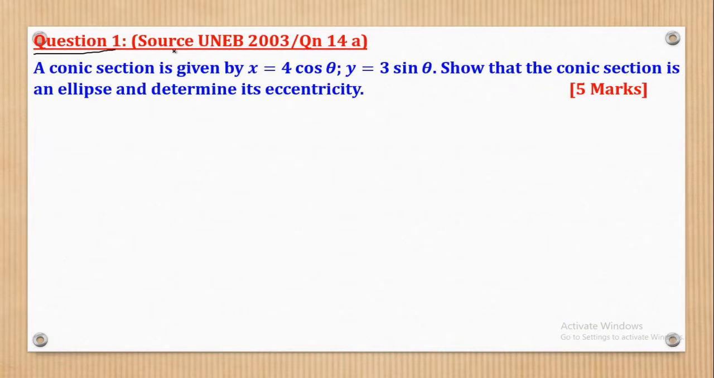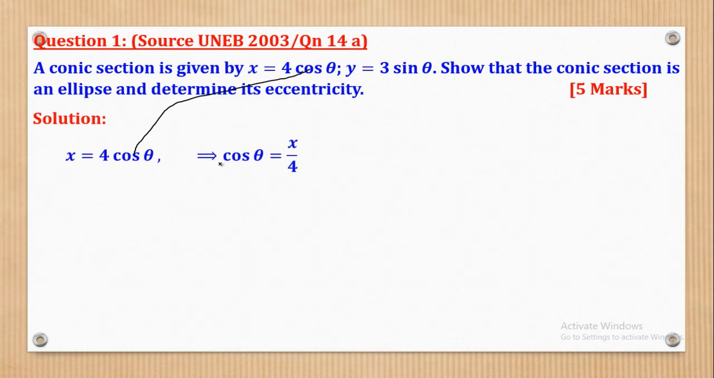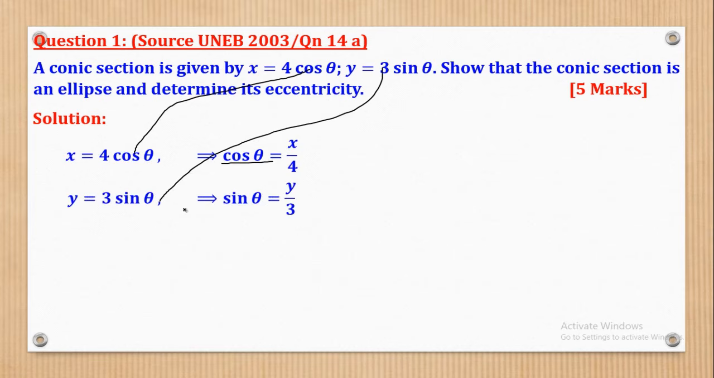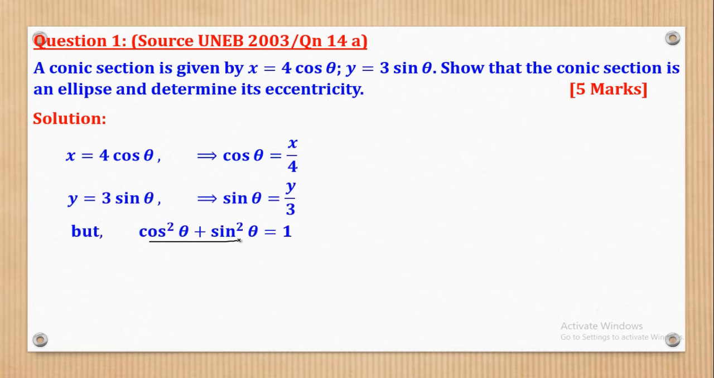So question 1 came from UNEB 2003 paper 1 question 14a and says a conic section is given by this and that. Show that the conic section is an ellipse and determine its eccentricity. So here what they want you to do is to eliminate theta in both parametric equations. So what I'll do, I'll come and get this and make cos theta the subject. Also get this and make sin theta the subject. Then from there you remember the identity of this. Then you substitute for cos theta and sin theta.